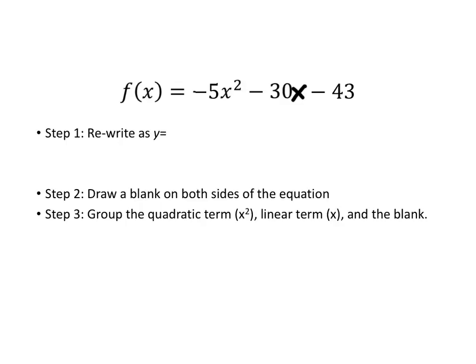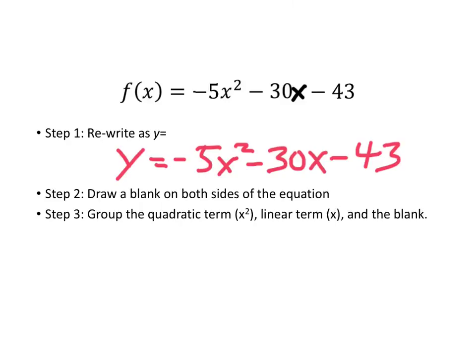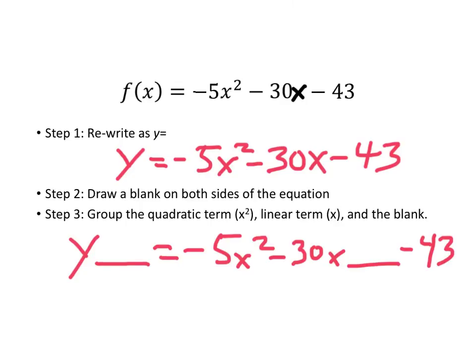First, we're going to rewrite this as y equals. You don't have to do this, but I think you'll find this easier to work with than the function notation. Next, we're going to draw a blank on both sides of the equation. Notice on the right side I put the blank after the quadratic term, the x squared, and the linear term, the x. Then I'm going to make a group out of the quadratic term, the linear term, and the blank.